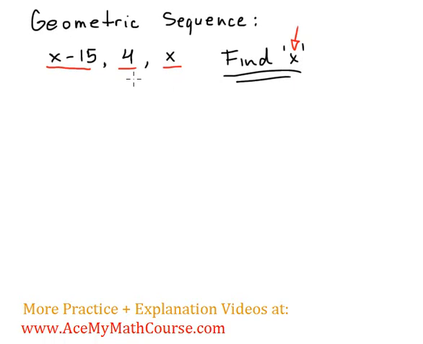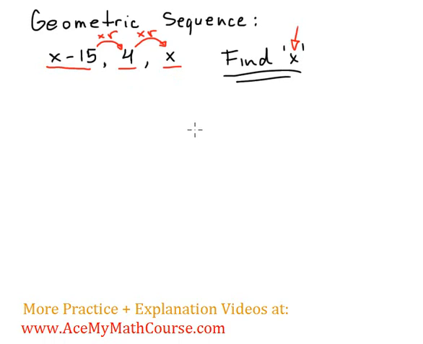Now, we know that for every geometric sequence, to get to the next term from the previous, you just multiply it by a common ratio, which we are going to call r. So x minus 15 times r is 4. 4 times the common ratio is x.